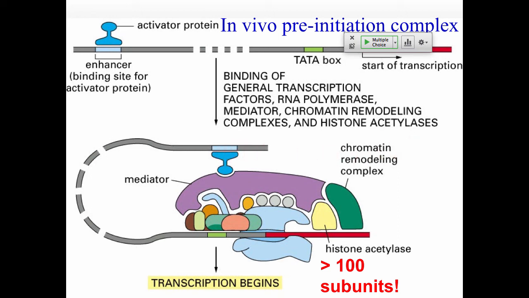Once transcription starts, the TFIIH will pull the two strands apart. The RNA polymerase will do a little bit of abortive initiation. Then once the kinase phosphorylates appropriately in the C-terminal domain, the polymerase will take off and be highly processive until it gets to the end of the gene.